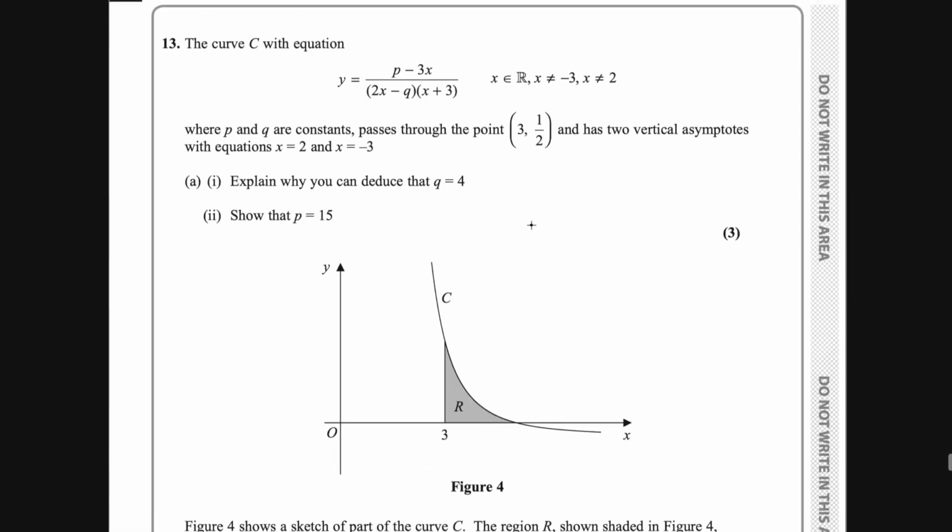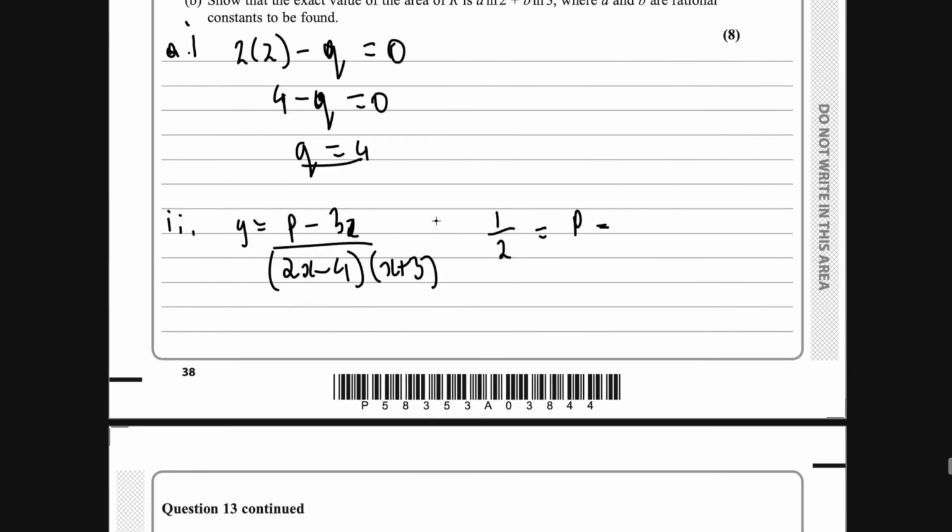the value of that coordinate that it passes through, which was 3. So p minus 3 times 3, which is p minus 9, over 2 times 3, which is 6, minus 4, that's 2, multiplied by 3 plus 3, which is going to be 6. So we're getting 12 here. So then we know that p minus 9 is going to equal 12 times a half, which is equal to 6, and hence p is going to equal 15.